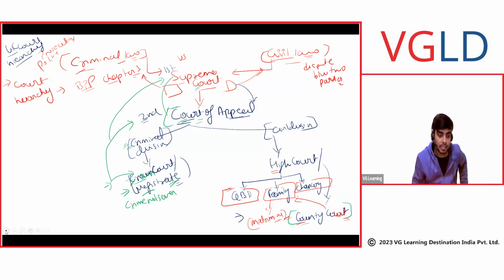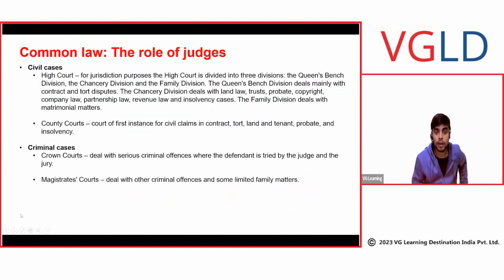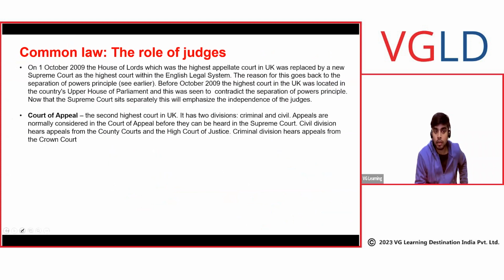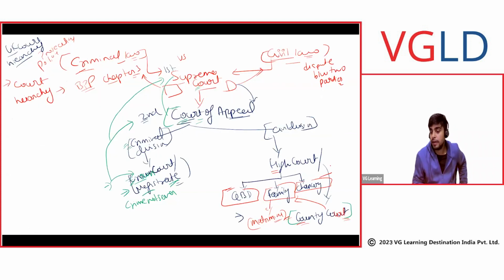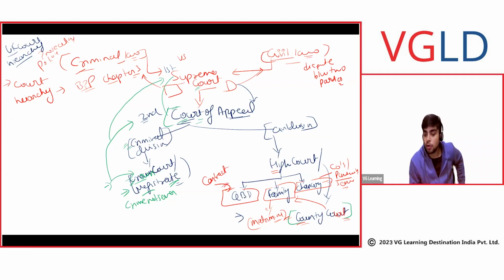The Queen's Bench Division deals mainly with contracts and tort disputes, and the Chancery Division deals with trusts, probate, copyright, and company law. So in this civil code, if you have any issue under the Companies Act, Partnership Act, or any severe claim, that would go to the Chancery. But if this is a contract dispute, you would go to the Queen's Bench Division, and this would constitute the High Court.